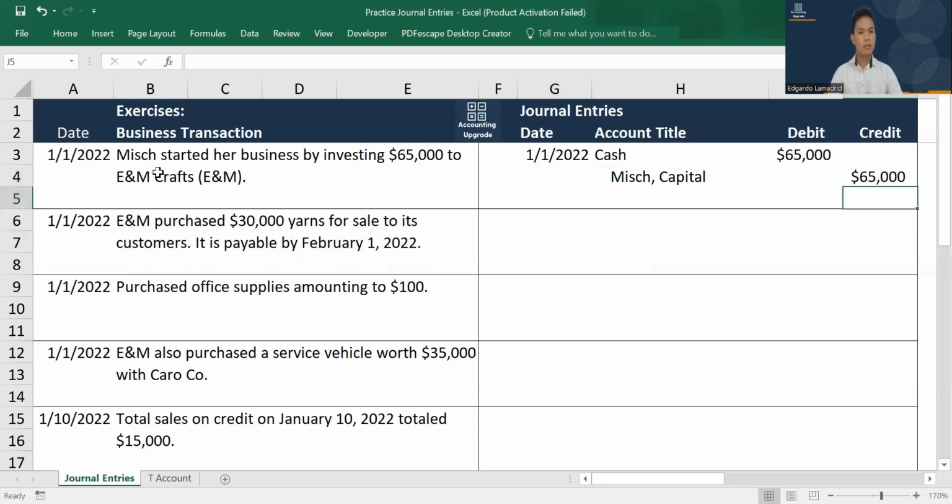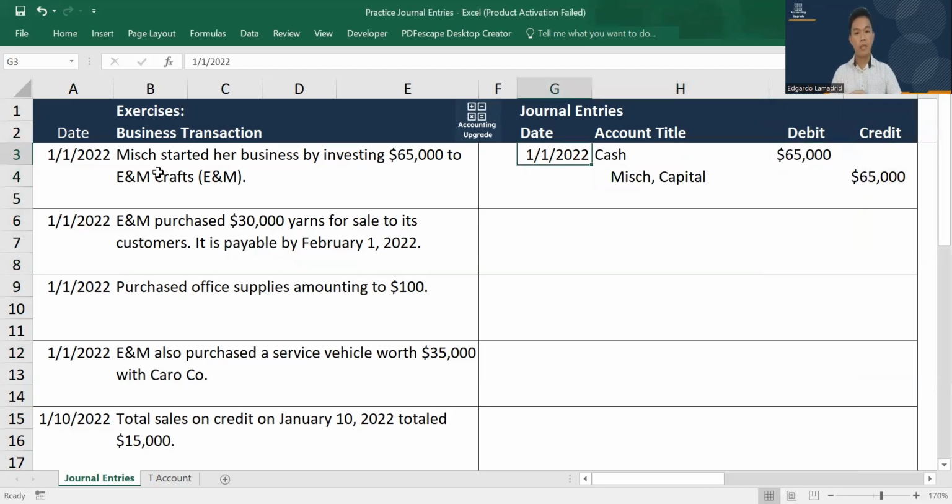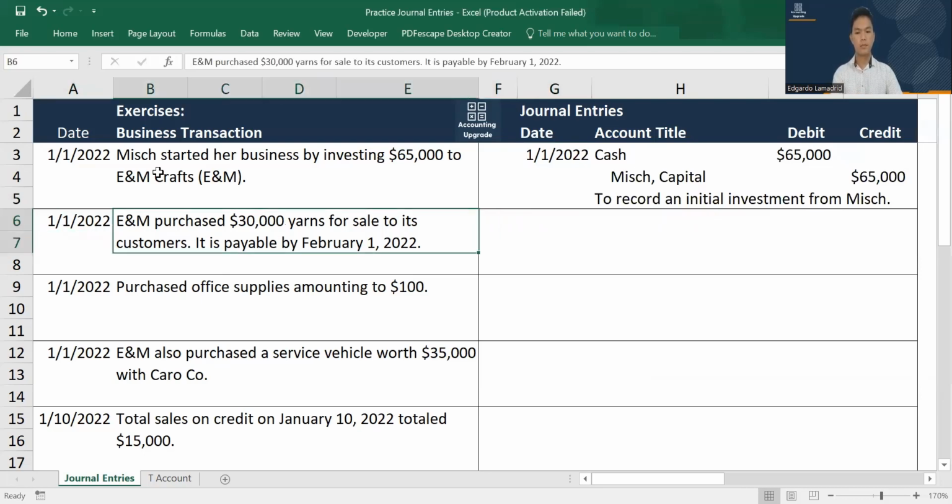And as you can see, the transaction is balanced, $65,000 debit and $65,000 credit. And the final step is to indicate a short description for this transaction. So let's put a remark: to record an initial investment from Misch. Alright. So let's now go to the second practice question.